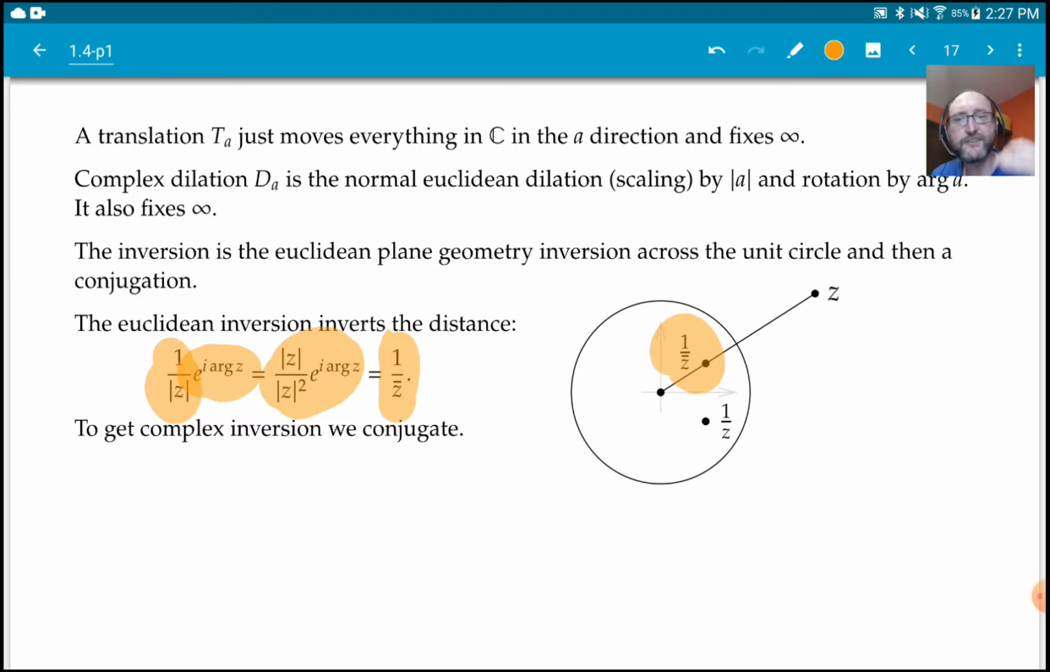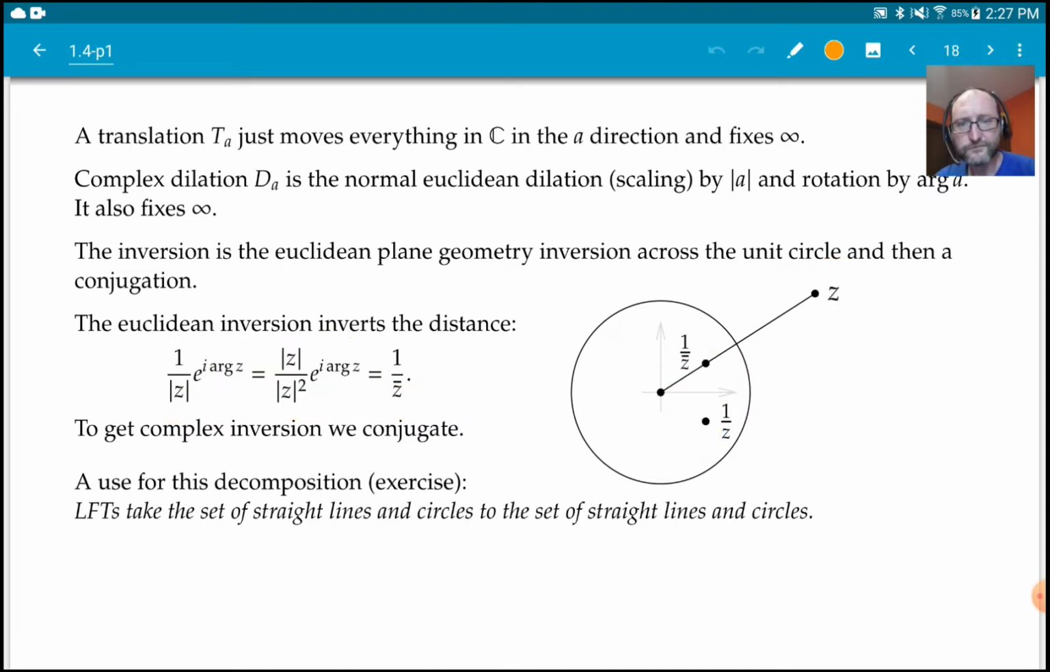So that's the standard Euclidean inversion across the unit circle. And then you just do a complex conjugation, you get the complex inversion, right? So this is what the inversion does. It inverts across the circle, and then it inverts across the real line, right?